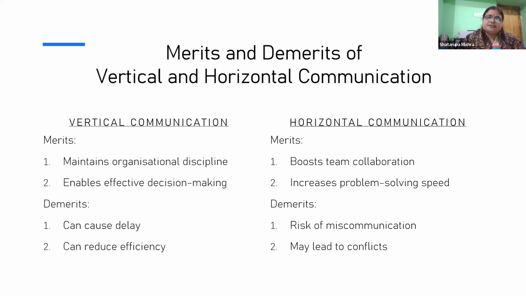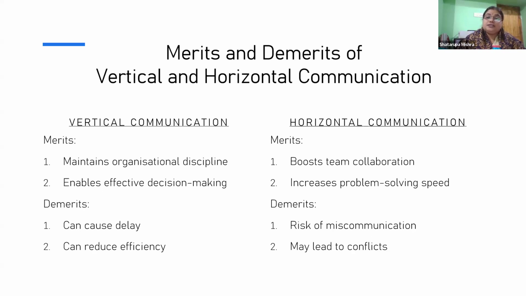What are the demerits of vertical communication? It can cause delay. As I said, if a peon has something to say to the principal, but the peon is afraid: what if the principal takes it in a different way? What if the principal does not understand why I want to say this? What if the principal is angry with me? So the peon is afraid and he holds back the information. Then it can cause delay in the process of communication.